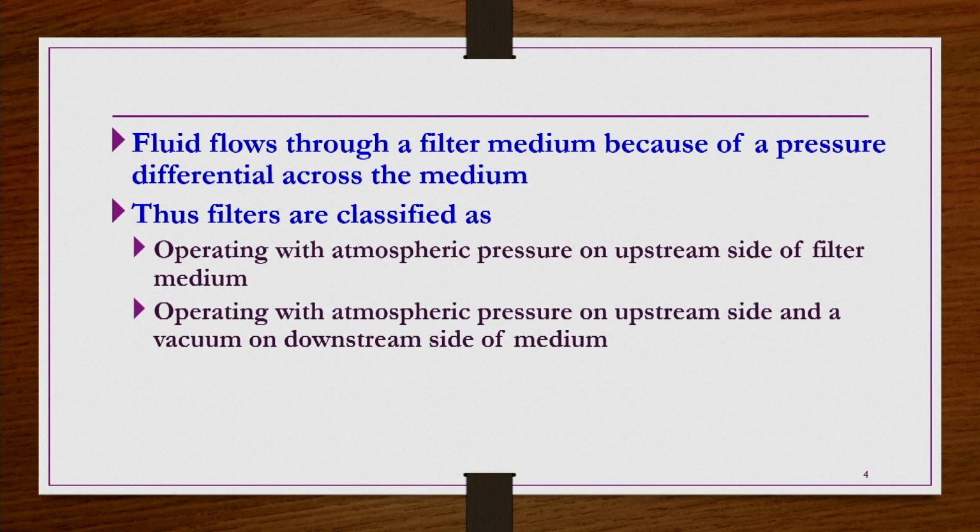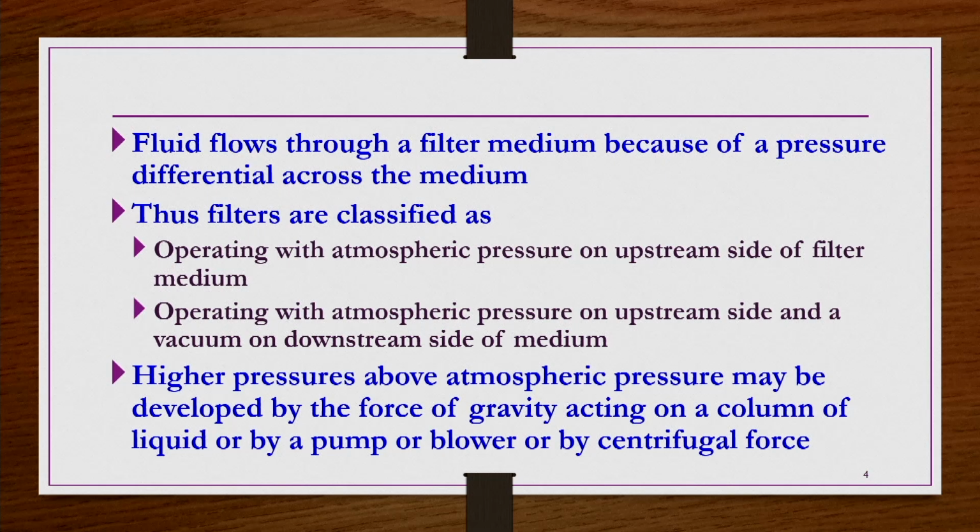medium. Sometimes having atmospheric pressure on the upstream side of the filter medium may not be sufficient to get the required filtrate rate. So, in such a case, what you need to do is increase the pressure above atmospheric pressure. So, how can you do that? You can do it simply by the force of gravity acting on a column of liquid, or by using pumps, or by blowers, or by centrifugal forces.